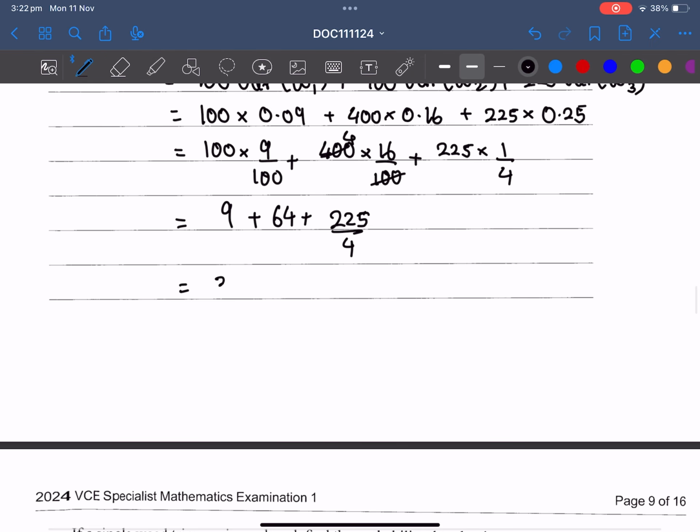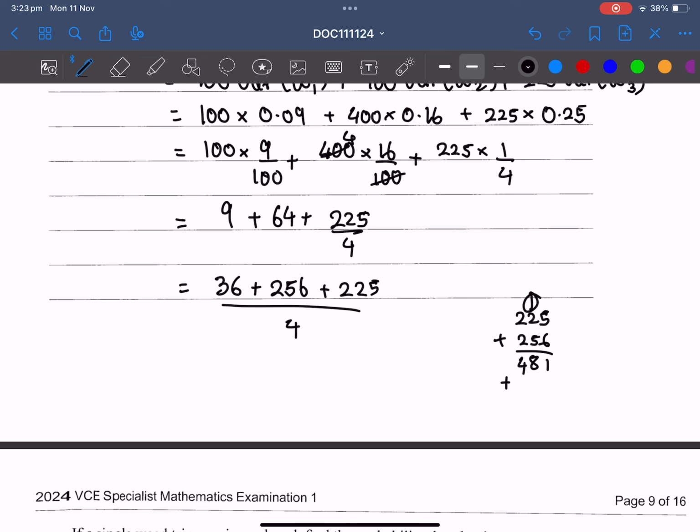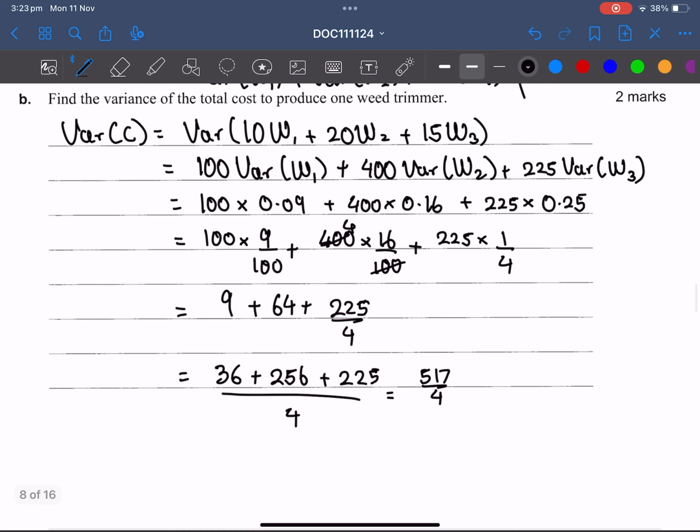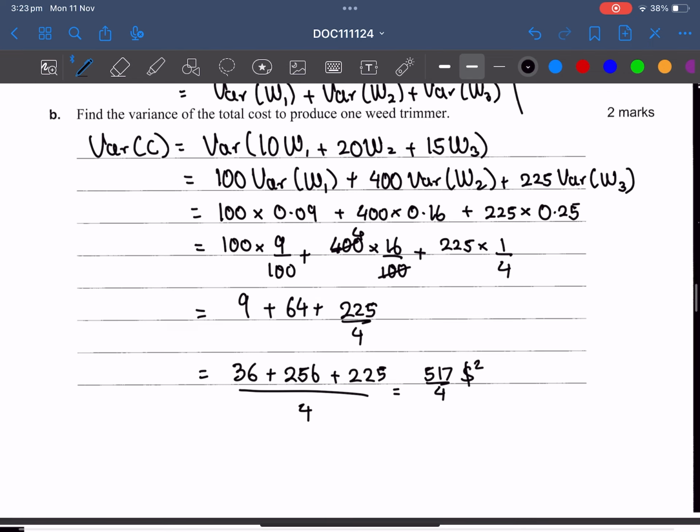Okay, so we'll get 36 plus 64 times 4 is 256, plus 225 on 4. So add everything up: 256 plus 36 is 292, plus 225 on 4 gives 517 on 4. So 517 on 4 is going to be our answer, and of course we have the unit as dollars squared.